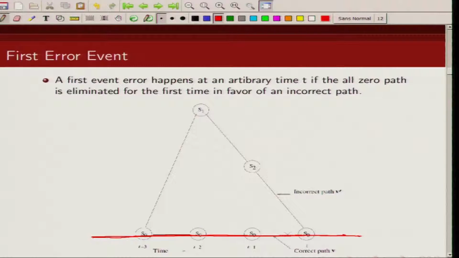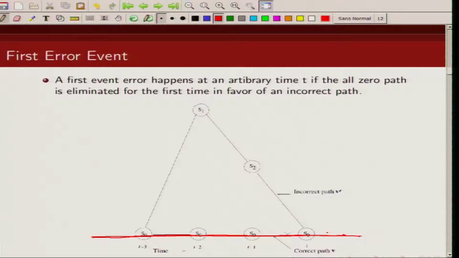Now, when will error happen? An error will happen if at a particular time instance, let us say this is the time instance I am looking at, instead of deciding for this path, I go for this path. Why is this an incorrect path? This is an incorrect path because my transmitted code word was all 0 sequence. So, if I decide in favor of this path instead of this path, then I make an error.